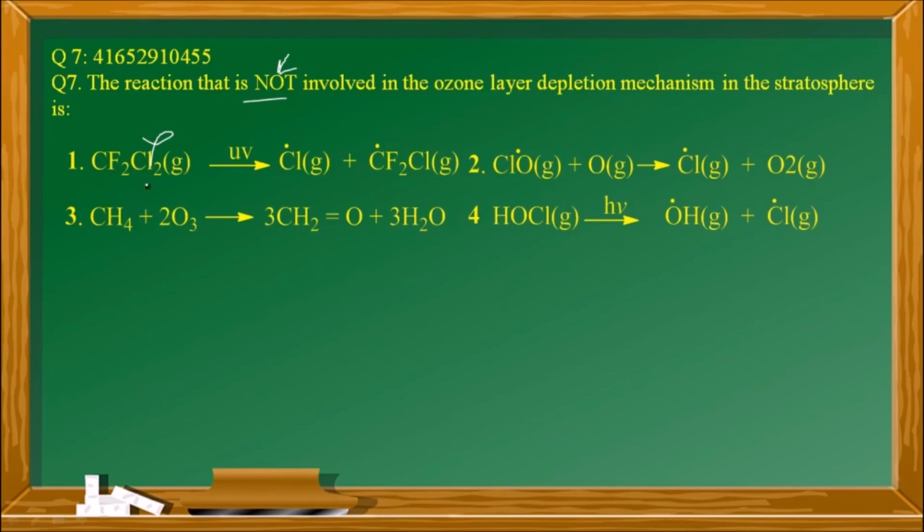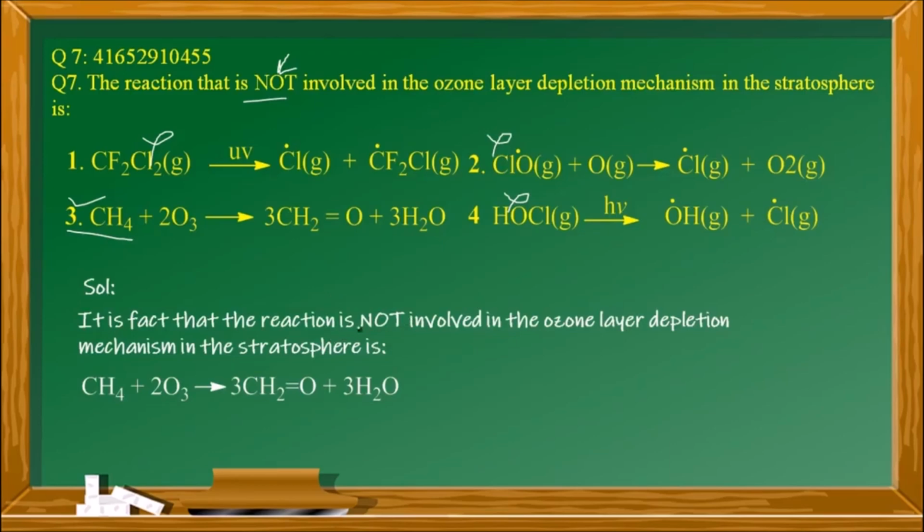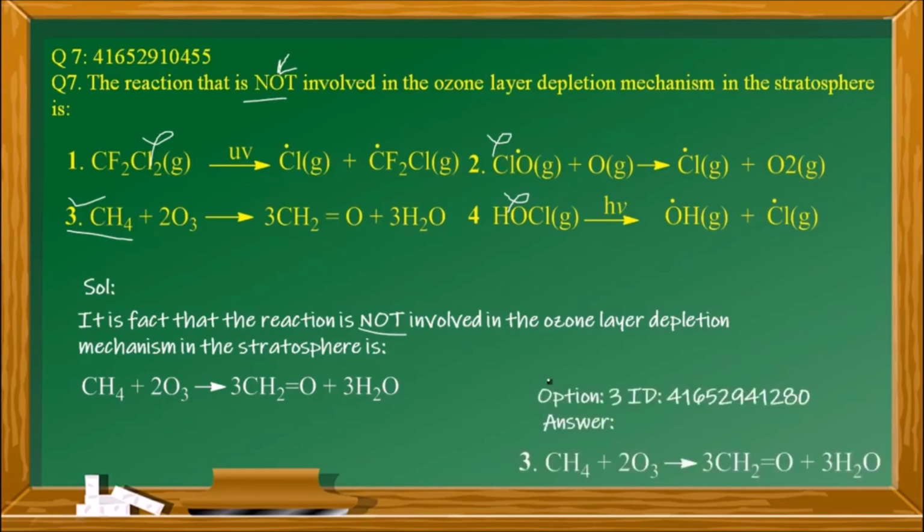Dichloromethane is involved in ozone layer depletion, but they are asking which is not involved, so this option is not correct. This chloro compound also causes depletion. What about hypochlorous acid? Yes, this also causes depletion. But methane gas has no halogens, so it is not involved in the ozone layer depletion mechanism. The reaction not involved in the ozone layer depletion mechanism in the stratosphere is methane plus ozone giving formaldehyde plus water. So option number 3 is the correct option friends.